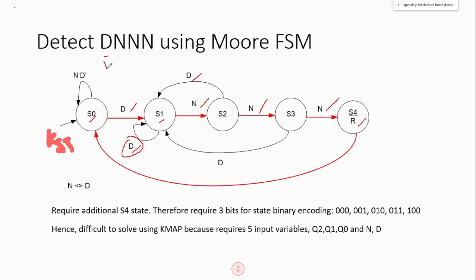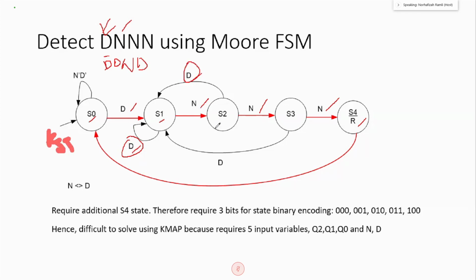It's like you have D, and then you have D, so you have to stay in S1, and then you have N. Oh, nice, you got the N, and then suddenly you got D. So if you got D, that means over here you got D. You have to restart. That's why you go back to S1. Not restart here, because you still have this D. This D is counted as the D that you want.